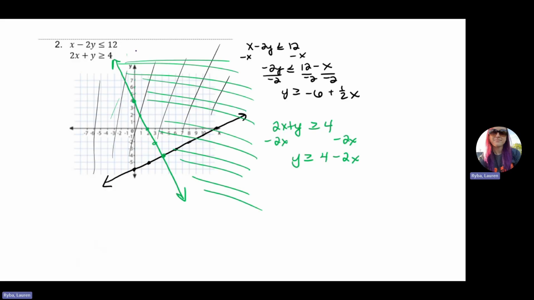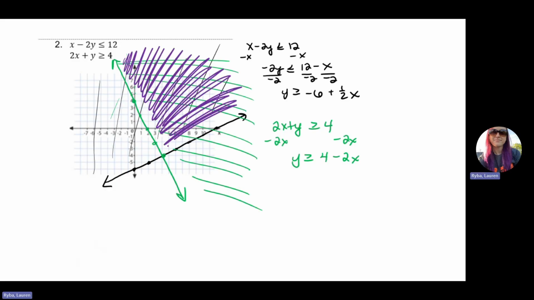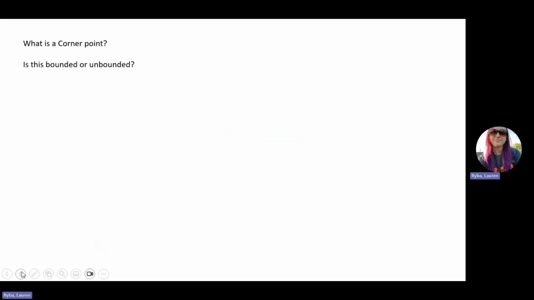And then in the end, they overlap in this section here. So when we graph these, we're going to get two scenarios. One is bounded or unbounded. And then regardless of which one we have, we also have corner points.